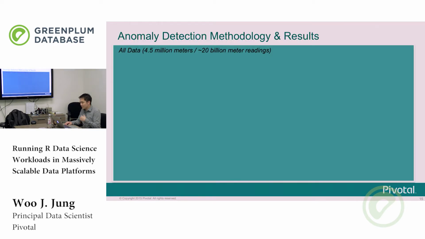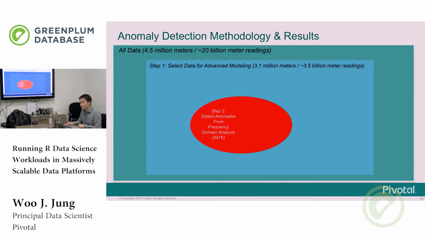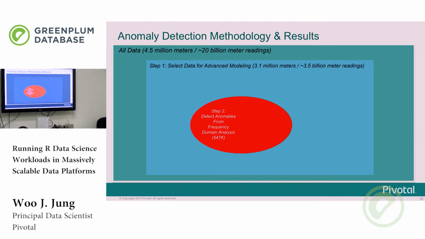Now, to give you all a little bit more background on how we went about doing this, we started with looking at all data from all meters, so 4.5 million meters from about 20 billion meter readings. And then we needed to do some filtering and data cleansing, which had us land at about 3.1 million meters or 3.5 billion meter readings. The first thing we did was to run a fast Fourier transform analysis on the data to detect anomalies. And that identified about 500,000 anomalous meters or potentially anomalous meters in the network.